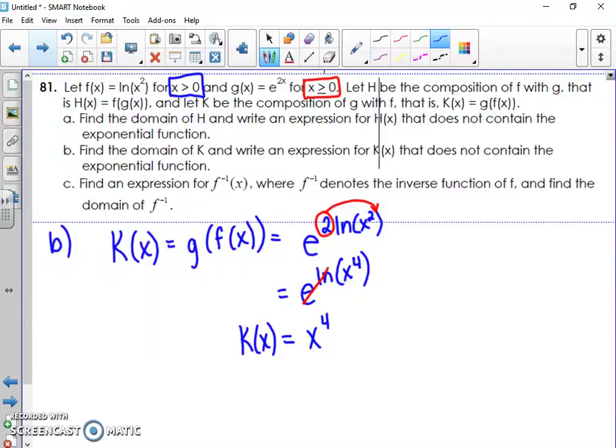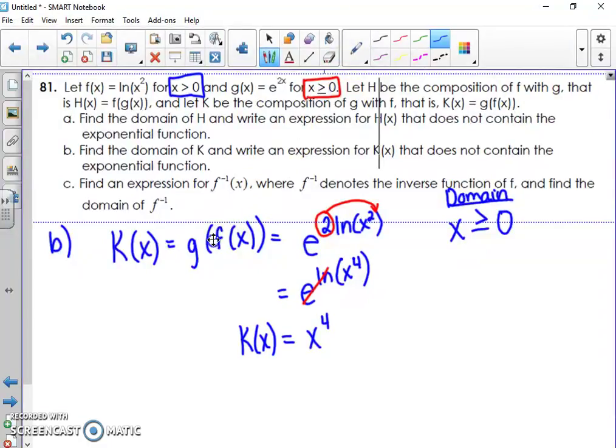For the domain for this one, the domain of our inside function is x is greater than 0. So we know that all of our x's have to be greater than 0. However, we also have to consider how that relates to the domain of the outside function. So the domain of g was x is greater than or equal to 0. That was our domain for g.